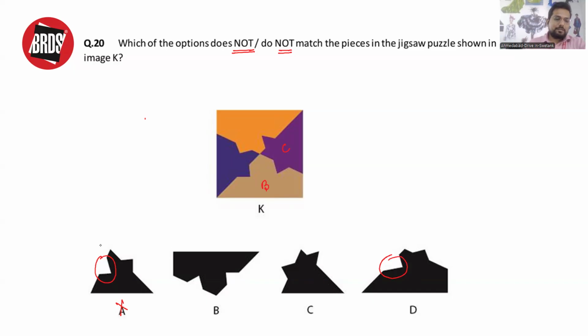So the correct answer for the question would be option A and option D. These two would be considered correct answers for this question because we have to find the piece which does not match with this puzzle or this figure.